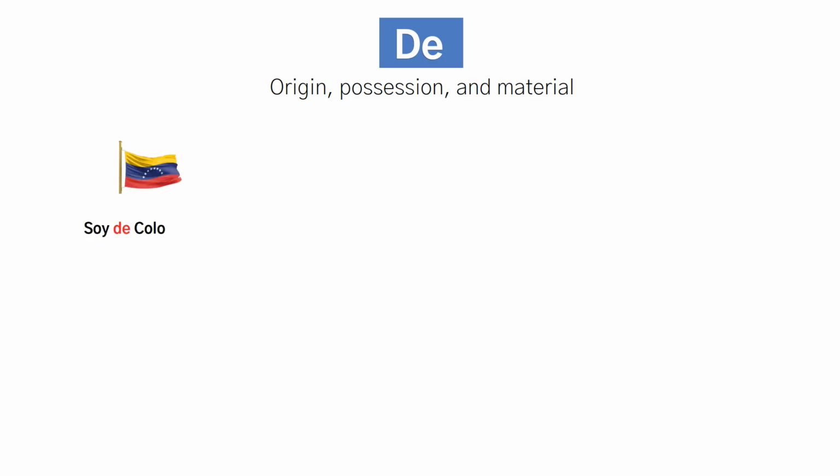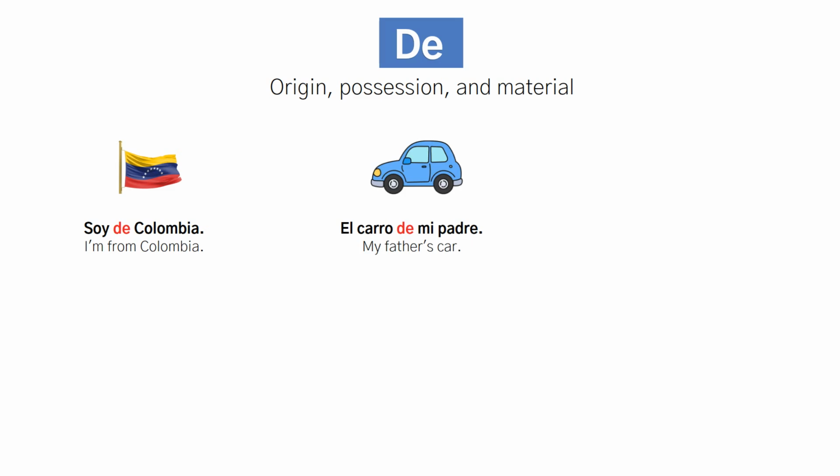Soy de Colombia. I'm from Colombia. El carro de mi padre, my father's car. Una mesa de madera, a wooden table, literally a table of wood. Notice how Spanish handles possession. English uses apostrophe s, my father's car. Spanish flips the order and uses de, el carro de mi padre, the car of my father.